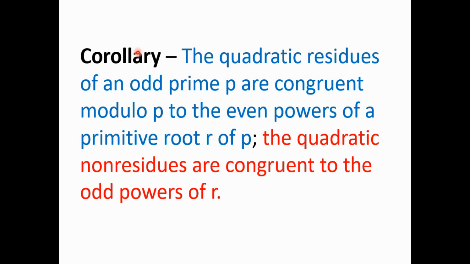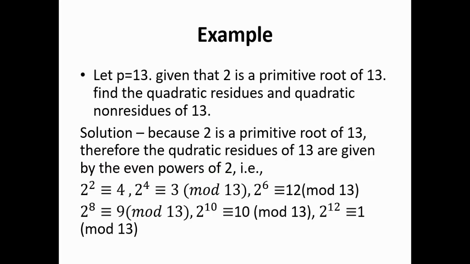Now we have a corollary. The quadratic residues of an odd prime p are congruent modulo p to the even powers of a primitive root r of p. Let us read it carefully again. The quadratic residues of an odd prime p are congruent modulo p to the even powers of a primitive root r of p, and quadratic non-residues are congruent to the odd powers of r. So this is also a very important corollary coming from the theorem. Let's see an example, then you will get to know what the corollary is saying.